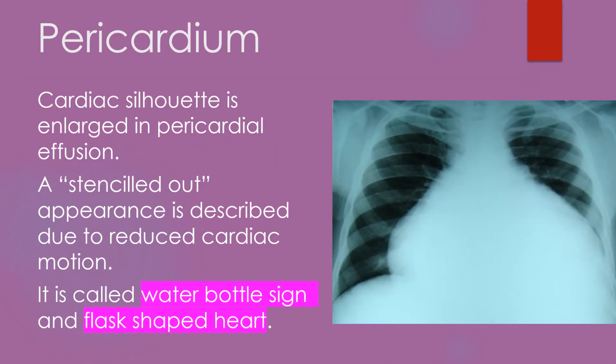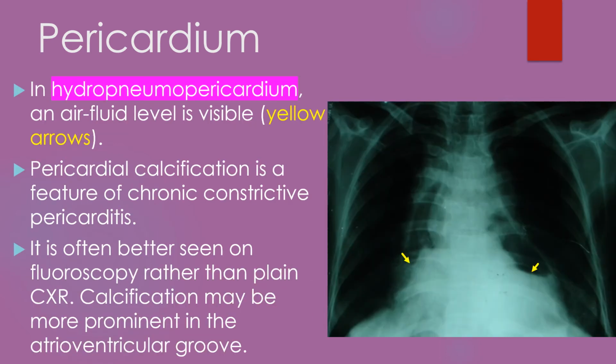The cardiac silhouette is enlarged in pericardial effusion. A stenciled out appearance is described due to reduced cardiac motion. It is called water bottle sign, and a flask-shaped heart. In hydropneumopericardium, an air fluid level is visible, yellow arrows in the chest X-ray. Pericardial calcification is a feature of chronic constrictive pericarditis. It is often better seen on fluoroscopy rather than plain X-ray. Calcification may be prominent in the atrioventricular groove.